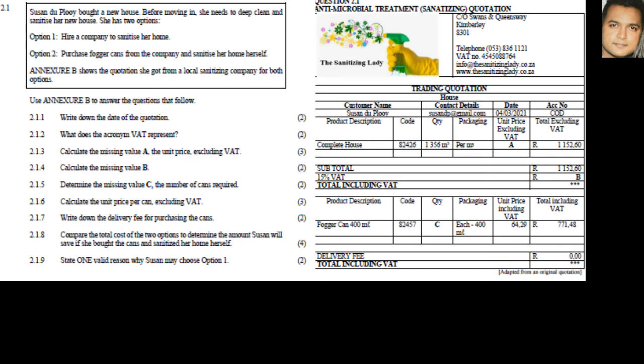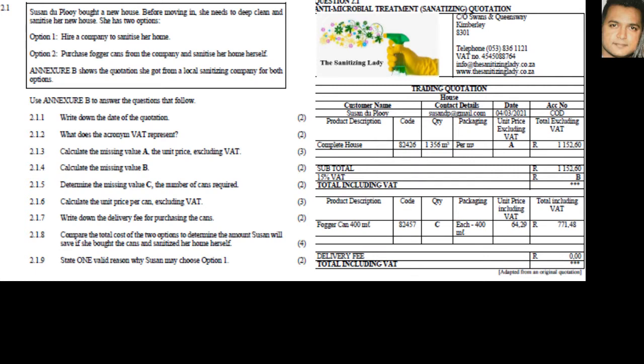So let's start by reading the information and let's look at the questions thereafter. Susan Duploy bought a new house. Before moving in, she needs to deep clean and sanitize a new house. She has two options. Option 1, hire a company to sanitize a home. Option 2, purchase Fogger cans from the company and sanitize her home herself. Now Annex B shows the quotation she got from a local sanitizing company for both options.